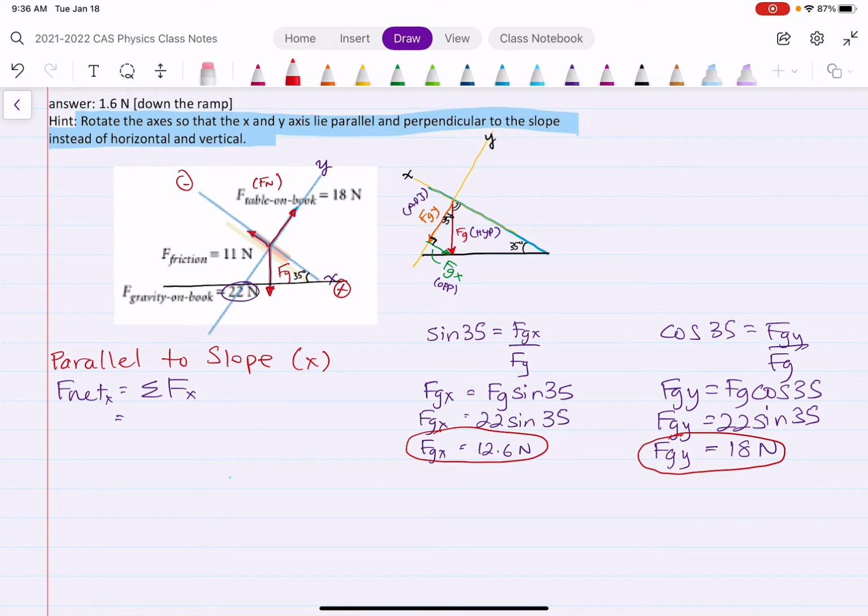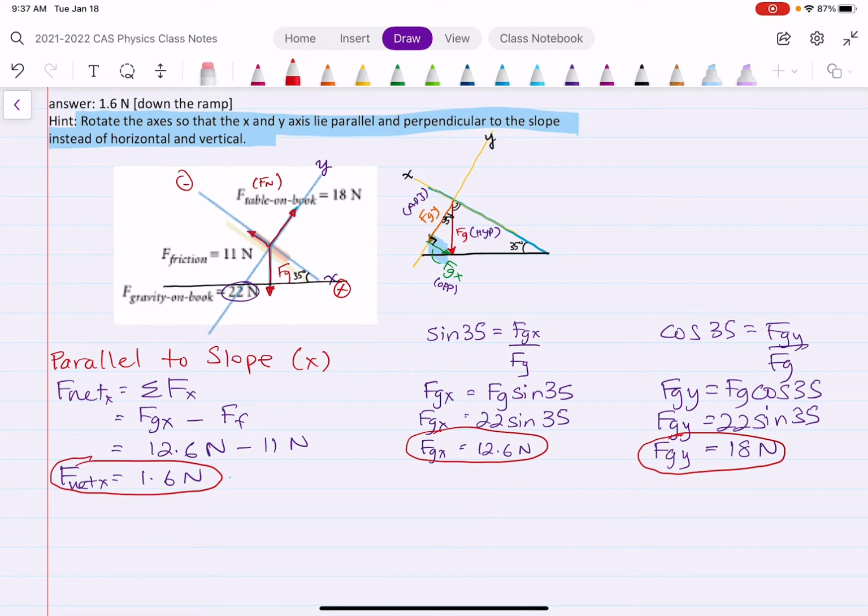You see how this green vector here is pointing in the positive x direction. So it's FGX minus FF. Hopefully that makes sense to you. Plugging this in, I get 12.6 newtons minus 11 newtons, which equals 1.6 newtons. So my F net in the x direction is 1.6 newtons.